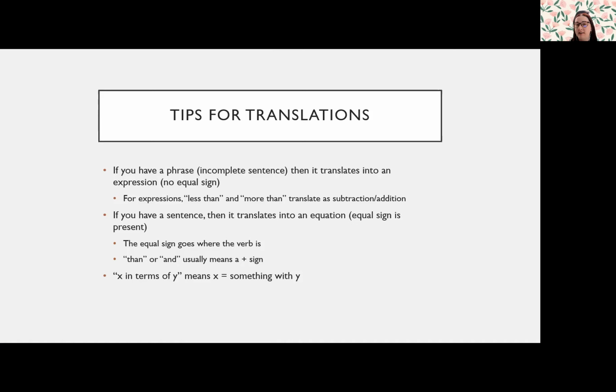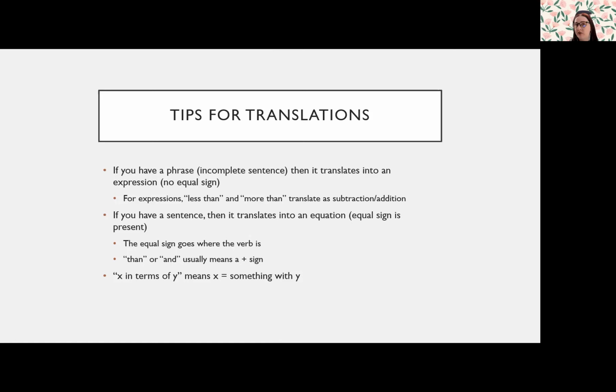Now, if you're given a sentence, then that's equivalent to an equation. It has a complete thought. And so those will always be translated with an equal sign. And you look for the verb in your sentence, the action, that's where your equal sign goes. And usually the word is where you put the equal sign. And then you see words like than or and, those usually get translated as plus signs.